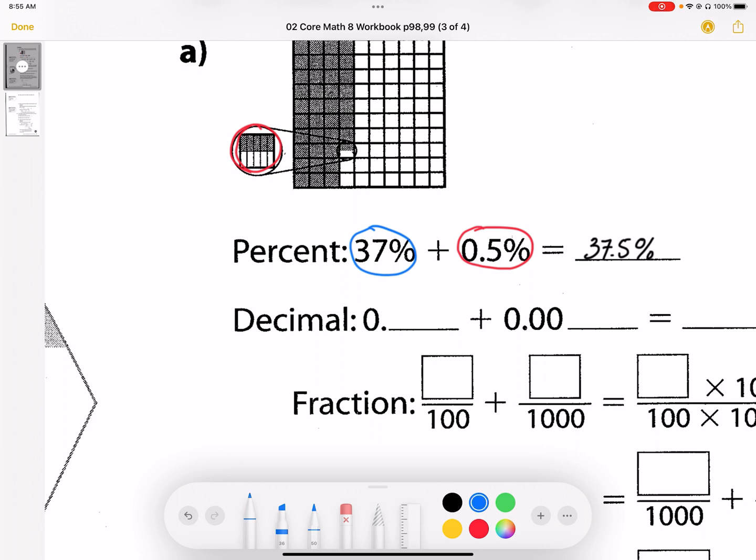As a decimal, 37% we're going to write as 0.37. So we're going to move the decimal point over 2 places and get 0.37. Same thing here, we're going to move the decimal point over 1, 2. That means we have to have an extra 0 in there as a placeholder. So we have 0.005. So there's our 0.005, as 0.5% is 0.005 as a decimal.